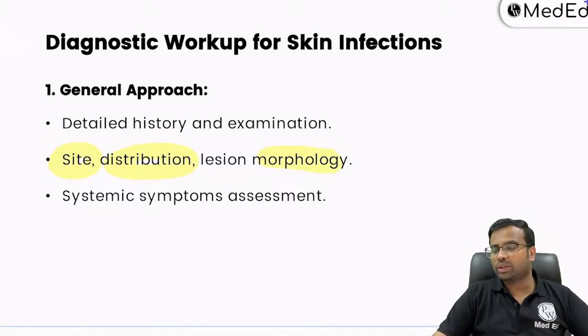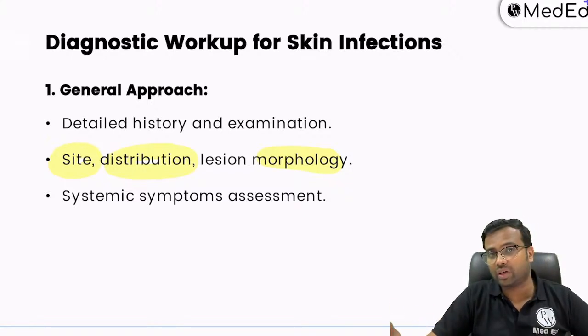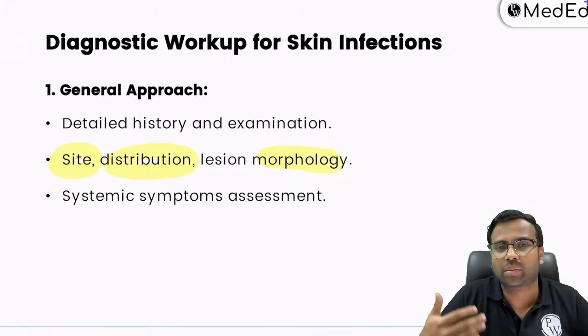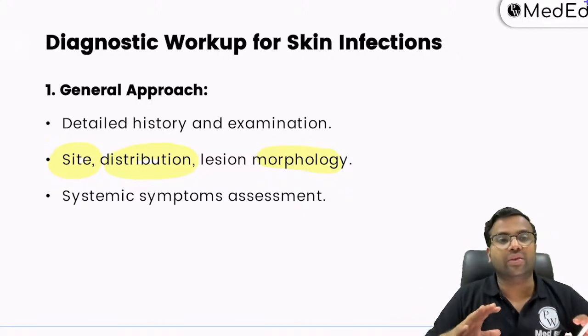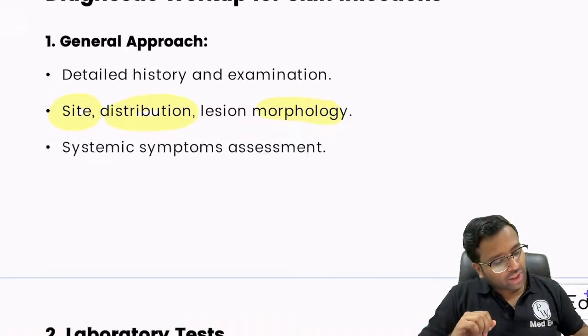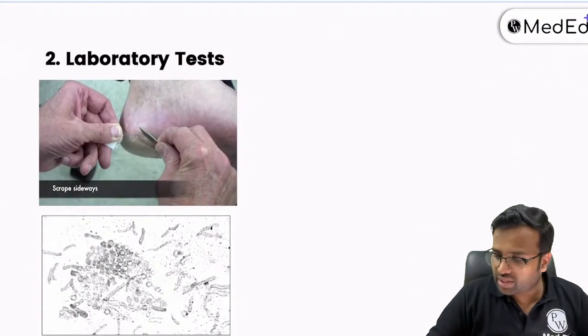Also make sure that you ask about some systemic symptoms, if any, like fever, and also ask if the patient is taking some medication. It may also be that the patient is diabetic, hypertensive, or has some other diseases as well. So take a very detailed history, that is very, very important. Okay, and after taking a detailed history, we also would like to do some lab tests.